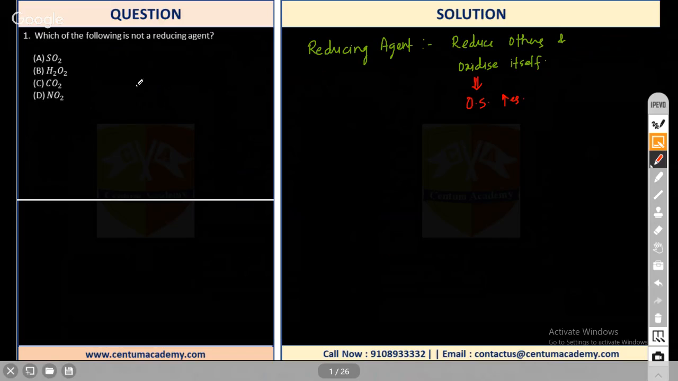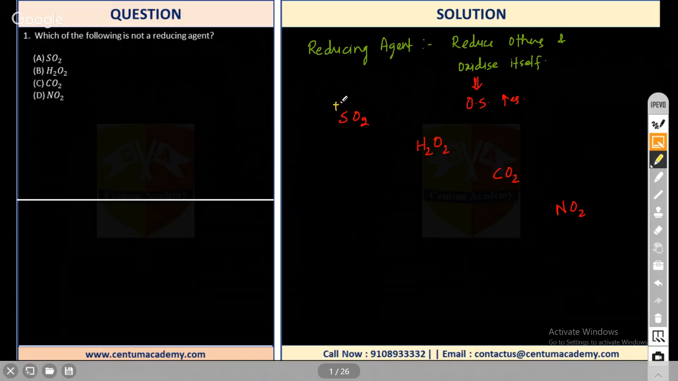So we have to check which element in these compounds is at its maximum oxidation state, because when the maximum oxidation state is already there, then further increase in oxidation state is not possible, and hence that compound won't act as a reducing agent. Okay, so you see here H2O2, SO2, CO2 and NO2. These are the four options we have.